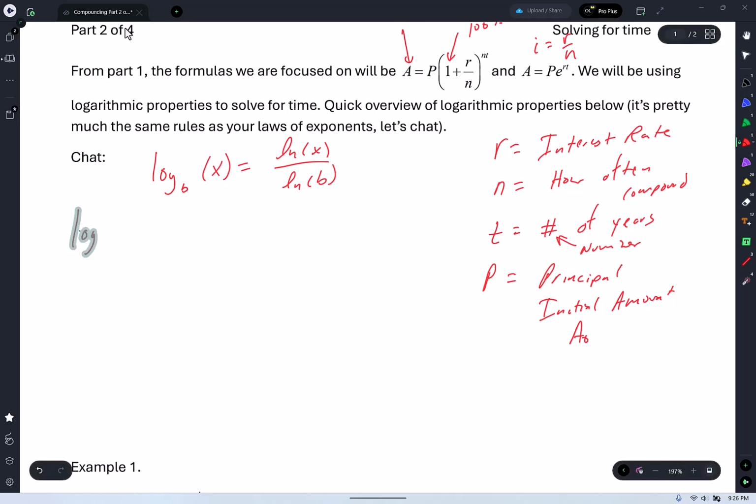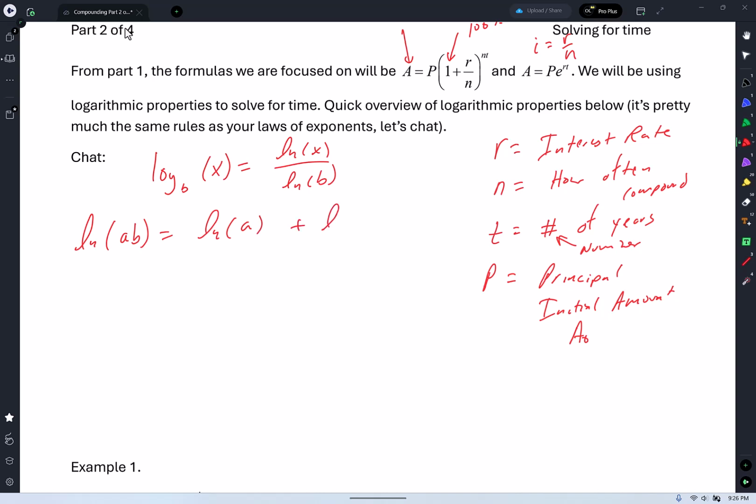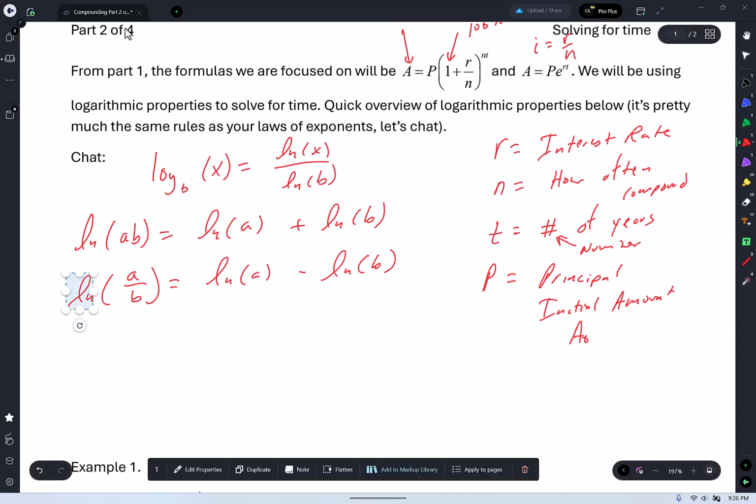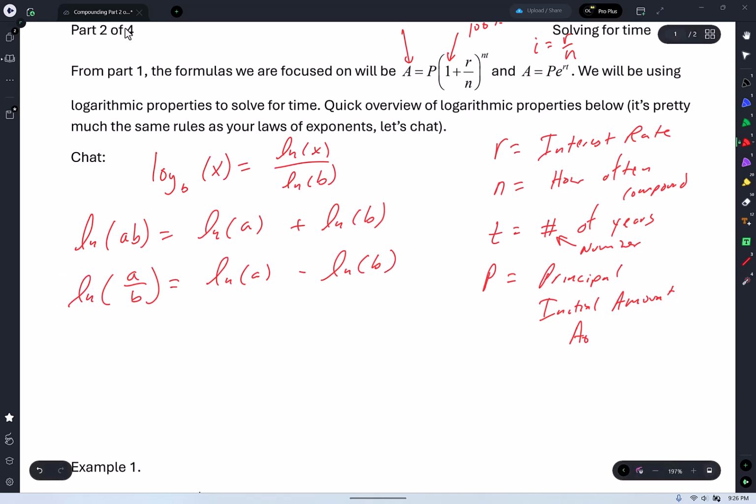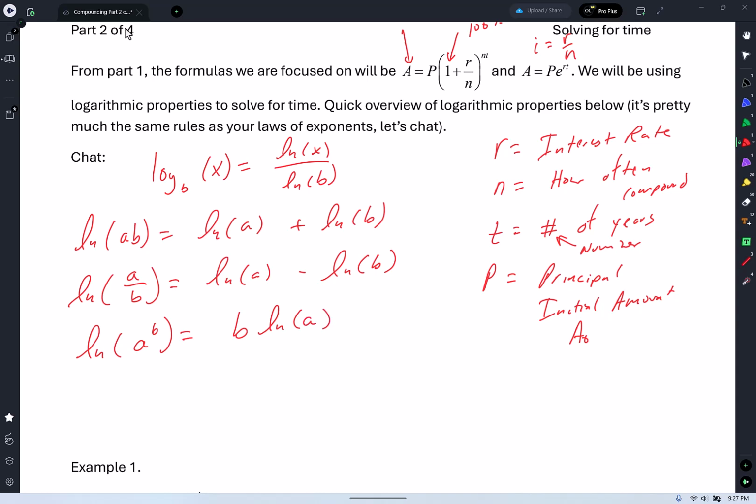Log, or you know what? I'm gonna use ln. Ln of AB is the same thing as ln of A plus ln of B. And then ln of A over B is the same thing as ln of A minus ln of B. And then the one that we will be utilizing the most is the power rule of logs. So it's like ln of A to the power B equals B ln of A. So that's the one we're going to be using. This is called the product rule of logs, the quotient rule of logs.